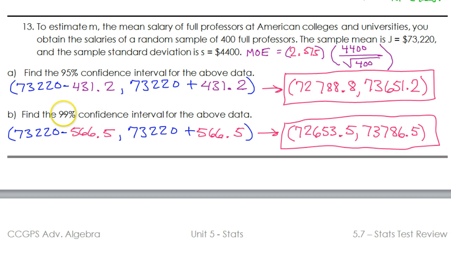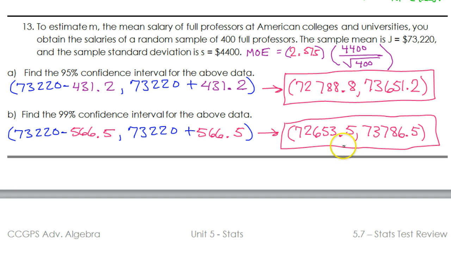Last week, one of my students asked me, well, why don't we always just use the 99%? Isn't it better to be more confident? Well, you're losing something when you go to a higher confidence level. You have a wider range, a wider interval. So the 95% confidence interval is a smaller, more precise interval. So to get the additional confidence, we had to widen that up, get a little bit more imprecise.